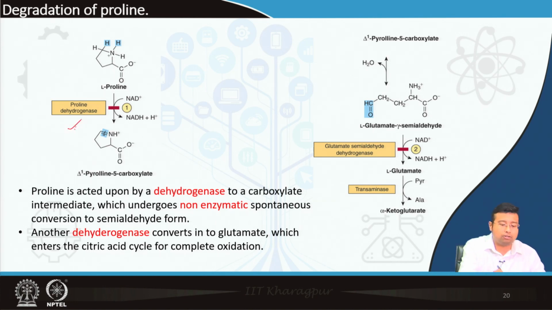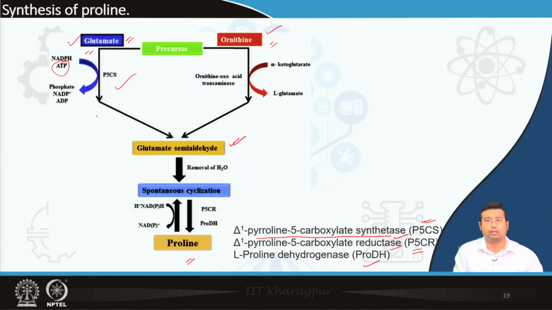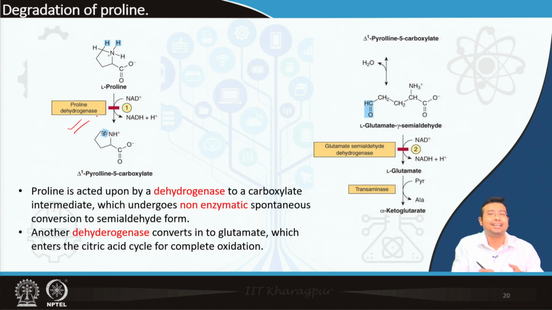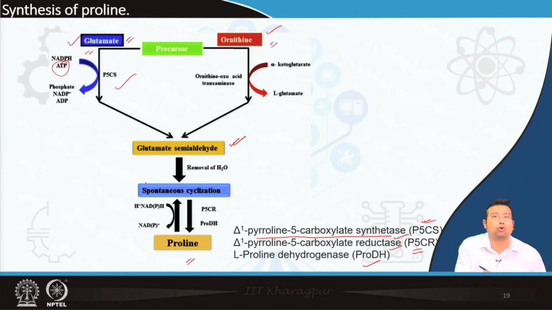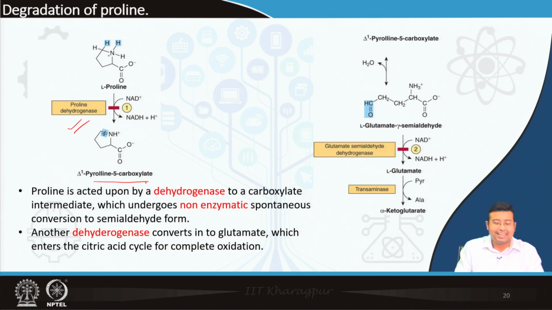So, first of all, a dehydrogenase enzyme, proline dehydrogenase, was there, it is also here, converting it to pyrroline 5 carboxylate. This has not been shown over here, right, but it is there. So, it is first formed into pyrroline 5 carboxylate, which undergoes spontaneous conversion to this semialdehyde, right, and this semialdehyde is again acted upon by semialdehyde dehydrogenase to form glutamate, which is then finally transaminated to alpha ketoglutarate, right.